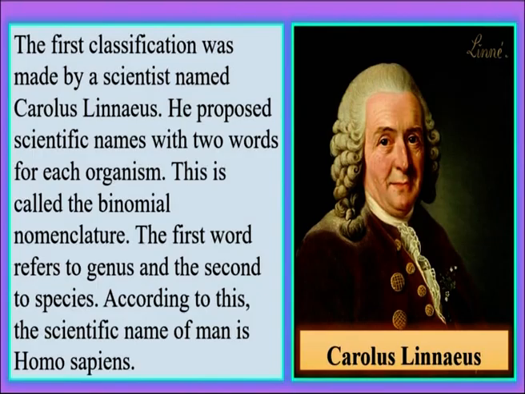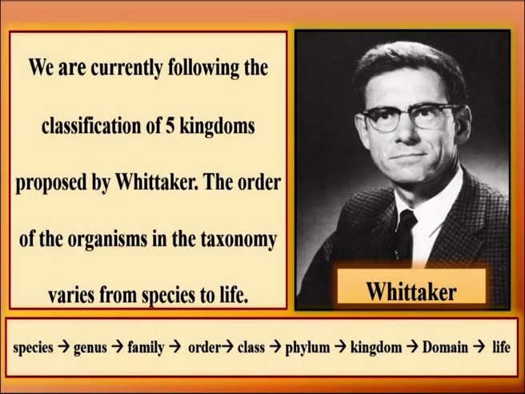This is called the binomial nomenclature. The first word refers to genus and the second to species. According to this, the scientific name of man is Homo sapiens. We are currently following the classification of 5 kingdoms proposed by Whittaker.